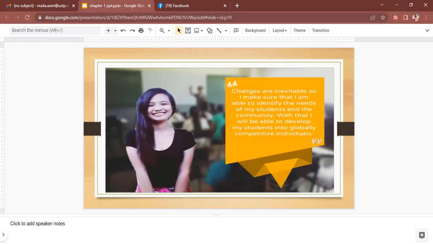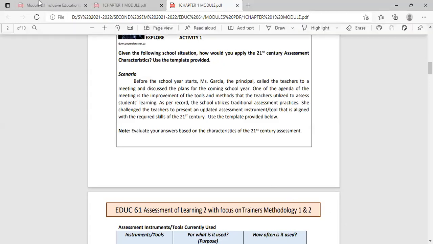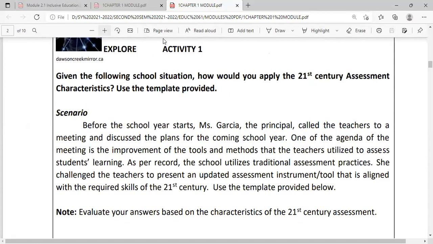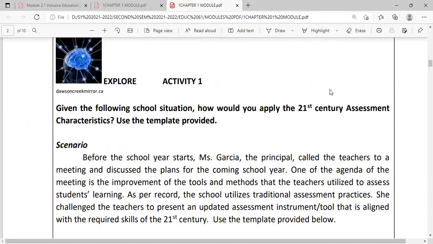So next is, for our activity 1, I will just post it in our group, no? So that it would be sa inyo ha na magkuantaan ni nga activity. So I will just flash in the screen kung unsa ni siya nga activity. So I hope that makita niyo siya. Okay. I have just zoomed in.